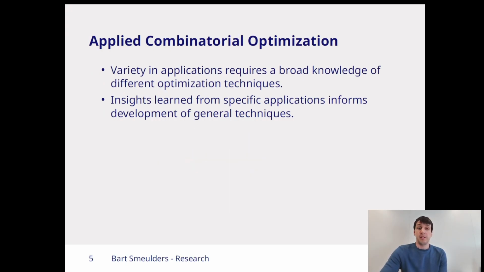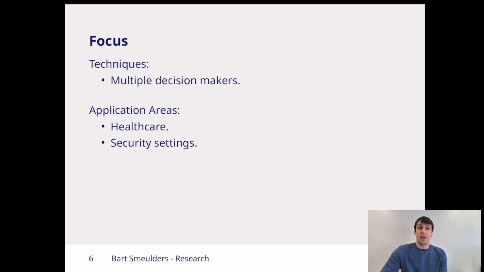I hope that these examples show that to do applied combinatorial optimization, you need to have a broad knowledge of different optimization techniques, because different applications will require you to make use of these. On the flip side, insights from specific applications can help us inform development of more general techniques. So where is my focus exactly?